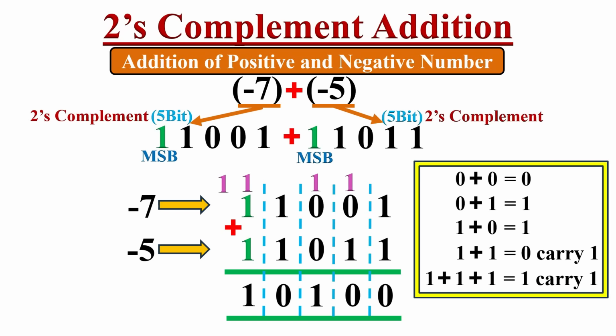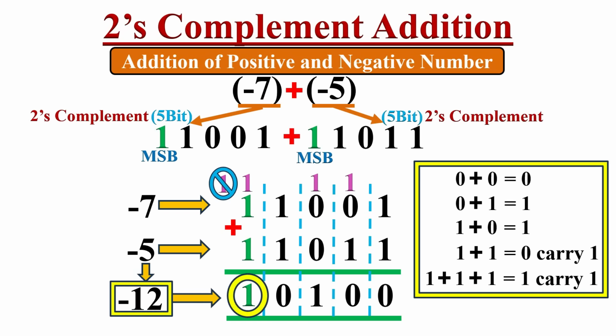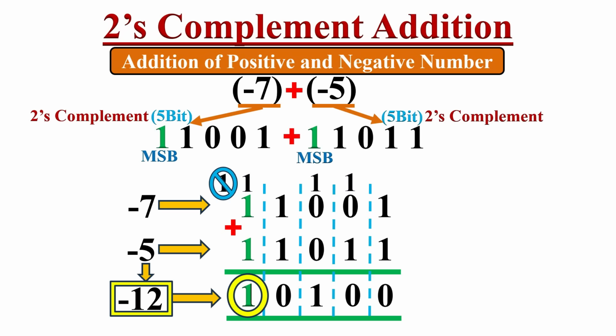Here we must ignore this carry. So the result is 10100. That must be equal to minus 12. Here we can confirm negative number by looking at the MSB bit. It is 1, so negative number representation. Here this result is in 2's complement form.